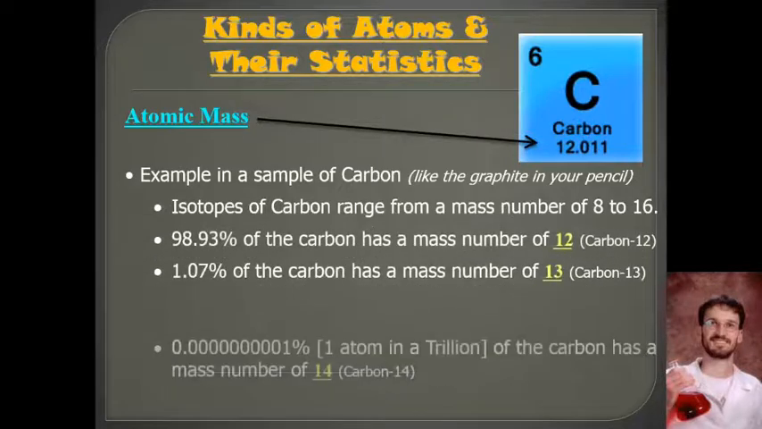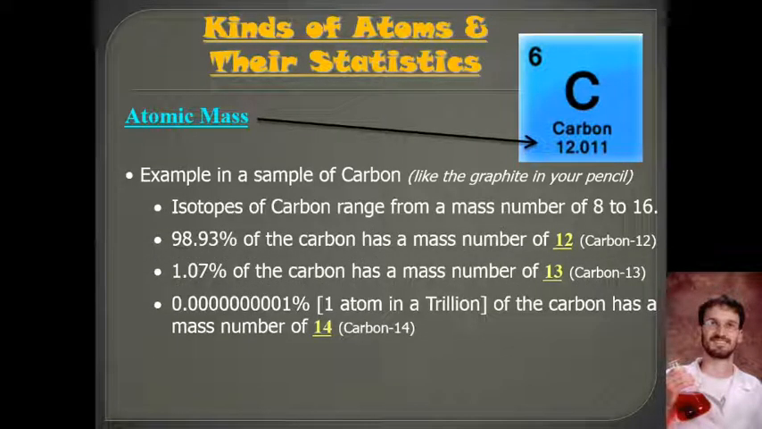Now, the further away you get from the middle, the more rare they become. 98.93% of every carbon atom in the universe has a mass of 12. We call that carbon 12. A little bit more than 1% of all the carbons have a mass of 13. So how many neutrons would they have if they had a mass of 13? Well, 6 plus what is equal to 13? So that'd be 7 neutrons.